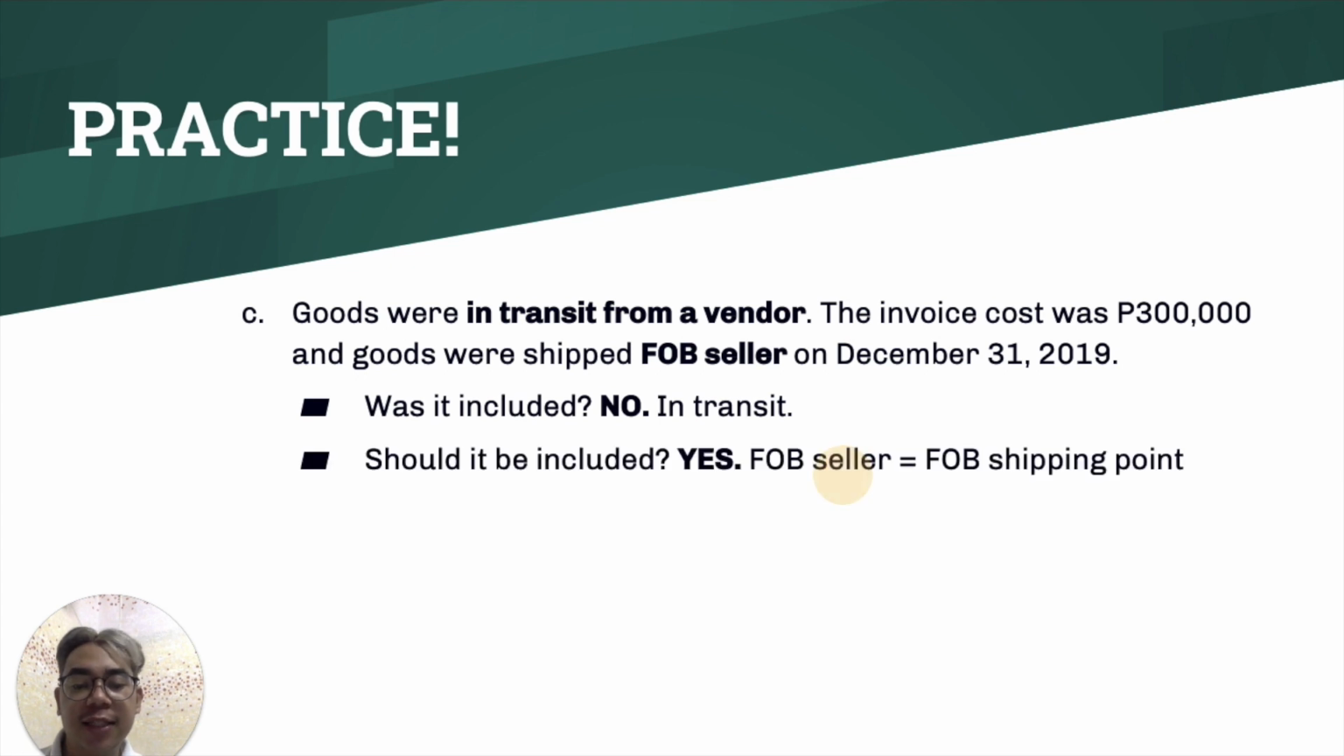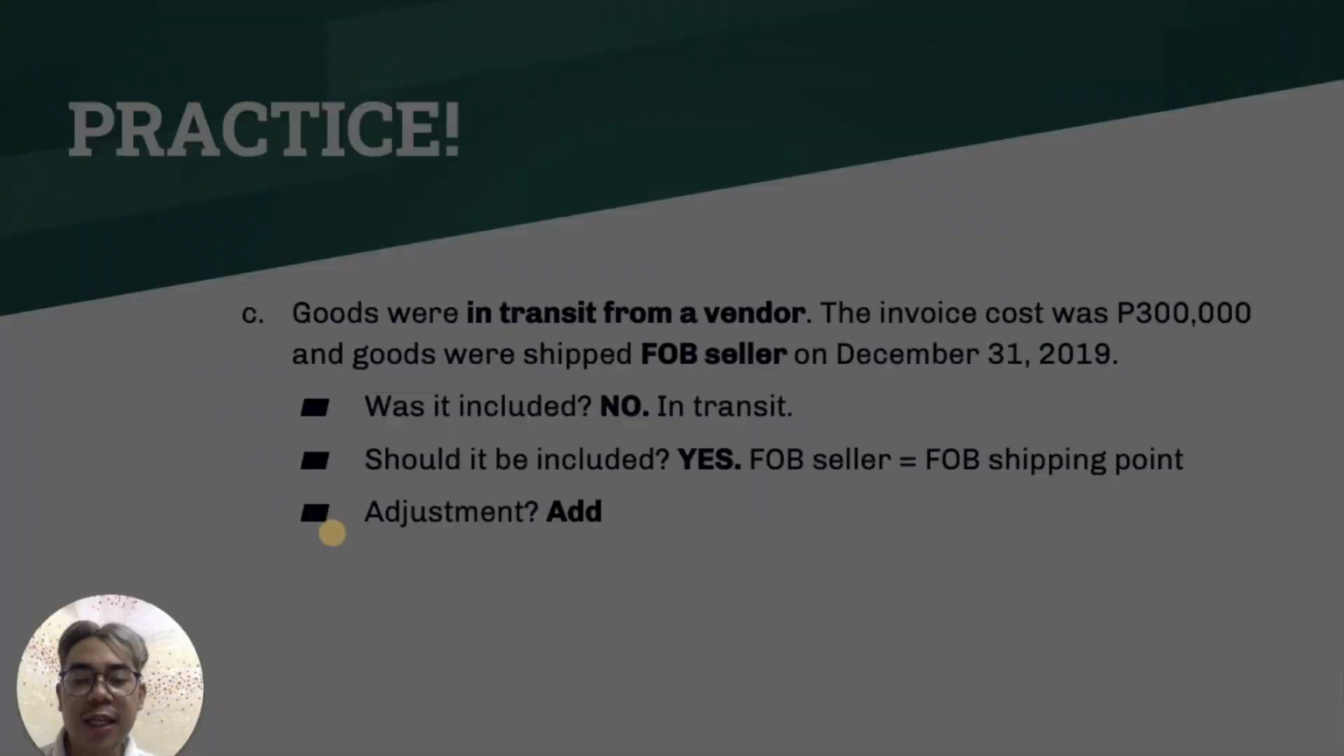The answer is yes, because para hindi kayo malito, ang FOB seller ay equivalent sa FOB shipping point. And when FOB shipping point, sinong may-ari during transit? Yung buyer. Yung company natin, yung buyer sa situation na to. So, atin na yung inventory during transit. So, should there be an adjustment? Yes. And we need to, again, add the cost of 300,000 pesos.